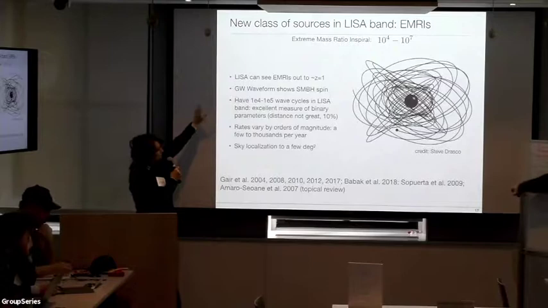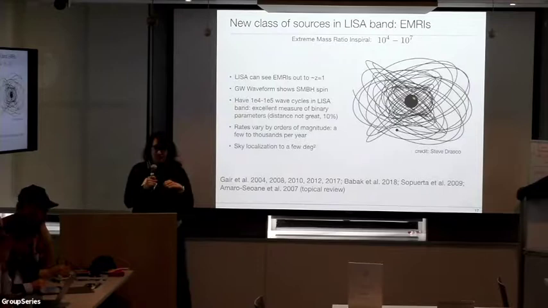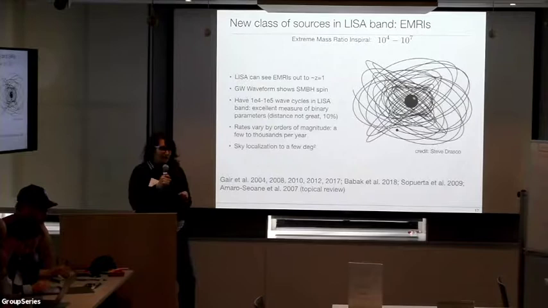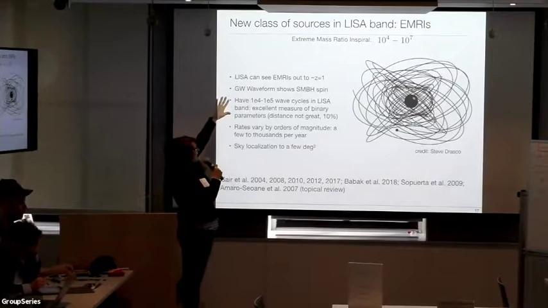In fact, you can have a huge number of wave cycles that are detectable with LISA here. We expect something like 10 to the 4 to 10 to the 5 wave cycles in the LISA band. With that many wave cycles, you can do really exquisite parameter estimation on black hole mass, spin, et cetera, all the binary parameters, except for the distance. Distance estimates are still not great. That's still around a 10% error, and that's not good considering how well you can measure all of these other parameters.